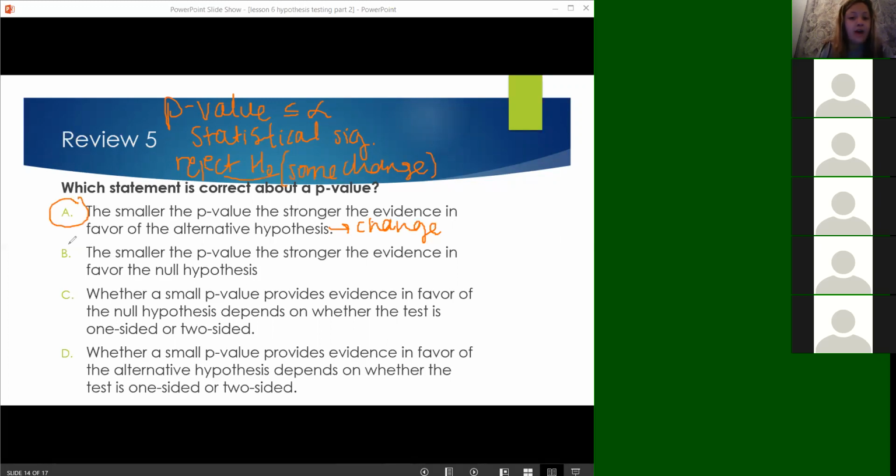B isn't correct. It's saying the opposite thing. It's not in favor of our null, so that's not true. And then C and D aren't correct because they're talking about it being either or, which is not true in that case. So that's why A is the answer. So good job, guys.